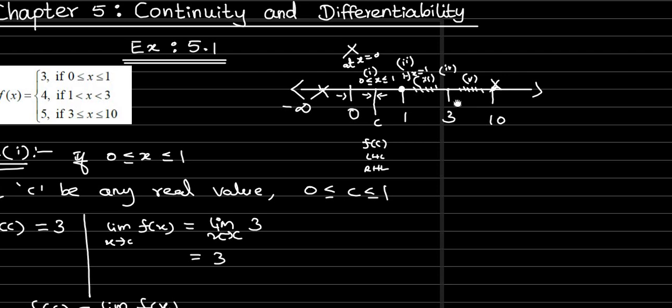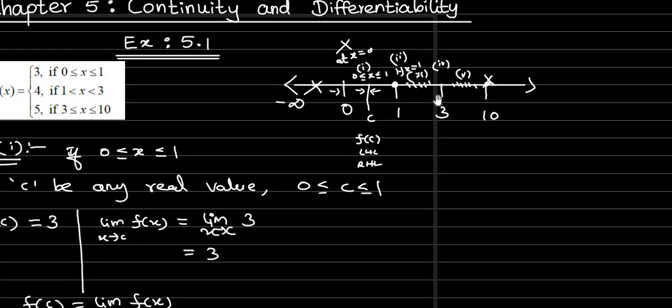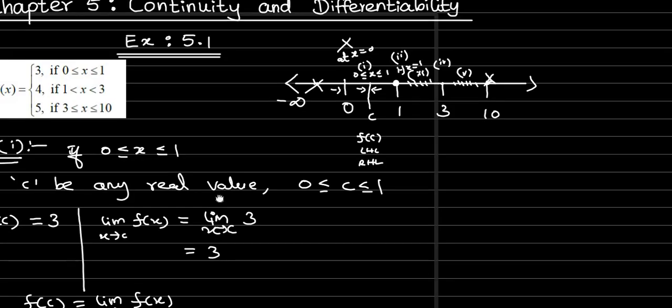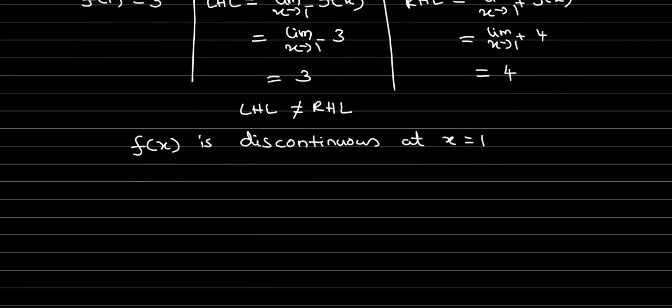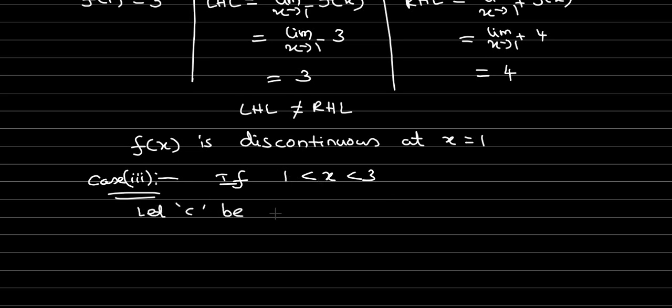If any value lies between 1 to 3, we are going to check whether it's continuous or not. Okay, so case 3, if 1 less than x less than 3. We have infinite real values in this particular interval, so we are going to give a common name. Let c be any real value. At the same time our c should lie between the range.